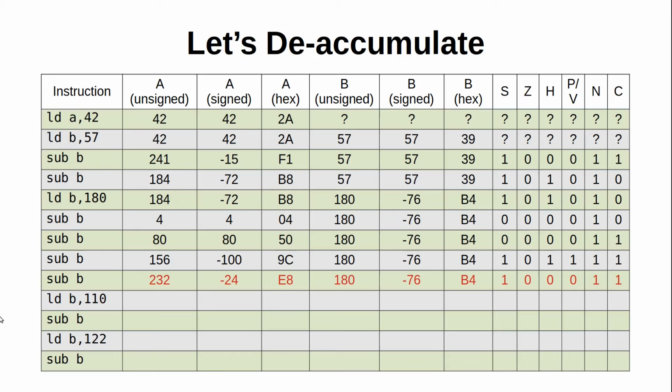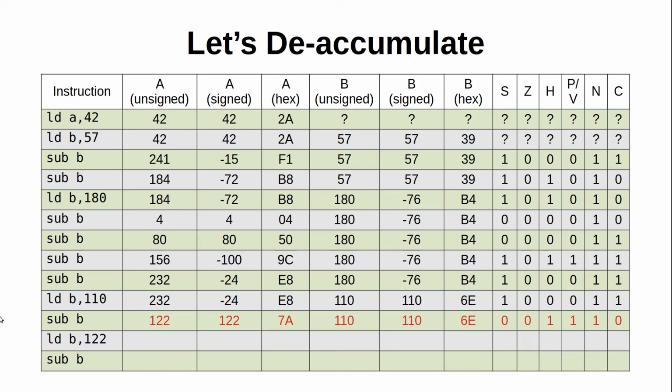Now let's shake things up and load 110 into B. This gives us 232 and 110 for unsigned values, or negative 24 and 110 for signed values. Let's subtract them. 232 minus 110 is 122, so no carry this time. But negative 24 minus 110 is negative 134, so we have an overflow. We also get a half carry this time, as 8 minus hex E requires a borrow from the upper nibble.